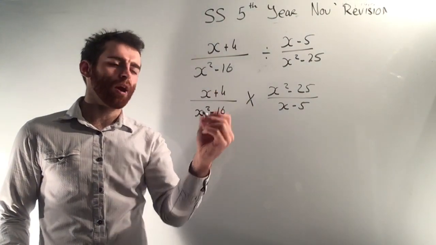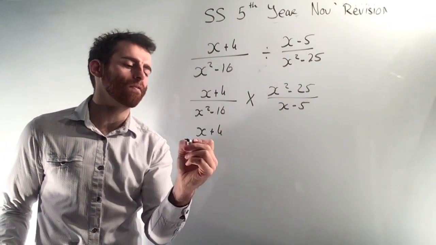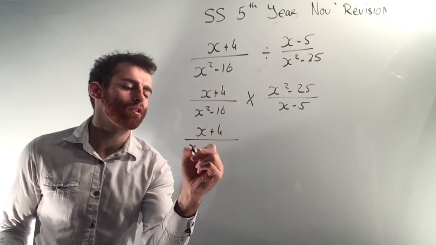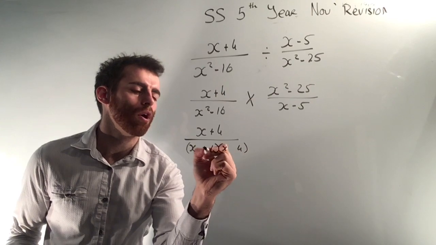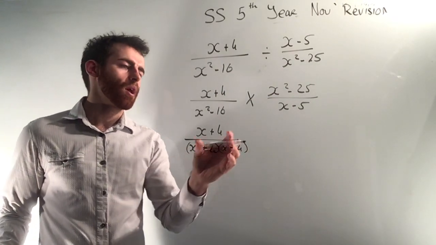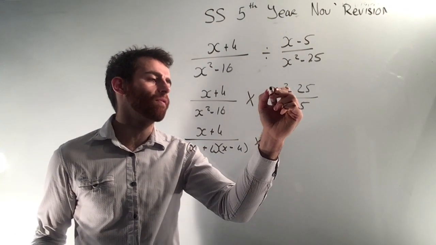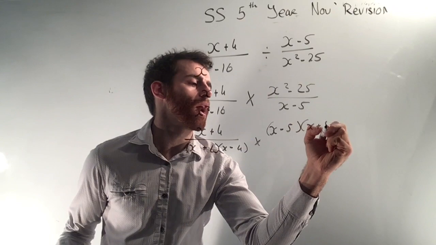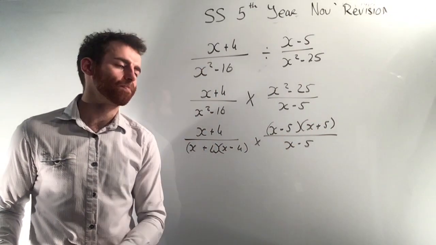So x plus 4 on the top of this fraction, there's nothing you can do with that. They're not like terms. I can't factorize any further. But x squared minus 16, this is the difference of two squares. The square root of x squared is x, and the square root of 16 is 4 and 4. One of them's a plus, one of them's a minus. I can do the same on the top here. I'm multiplying by the factors of x squared minus 25, which are x minus 5 times x plus 5, over, and the bottom of that line is just x minus 5.